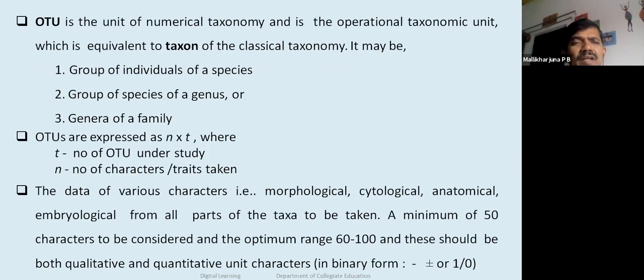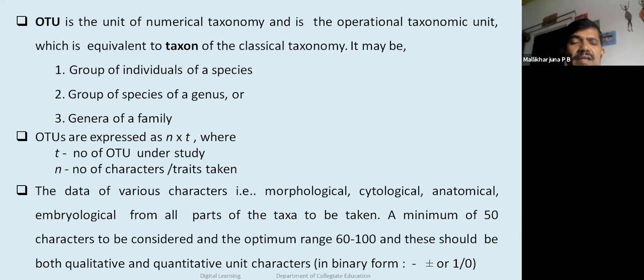Well, the basic unit of numerical taxonomy is the OTU, which means the operational taxonomic unit, which is equivalent to the taxon of classical taxonomy. It may be a group of individuals of a species, a group of species of a genus, or genera of a family. These OTUs are expressed in the units of N and T, where T is the number of OTUs under study, and N is the number of characters or traits taken into account.